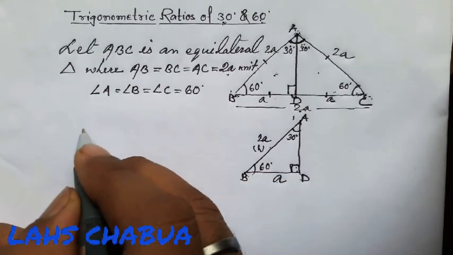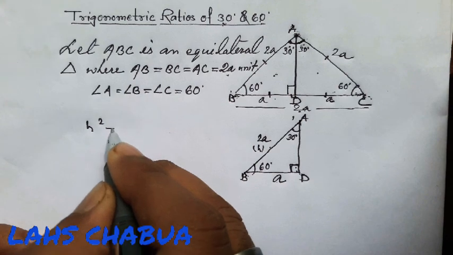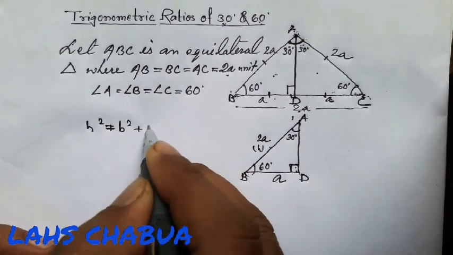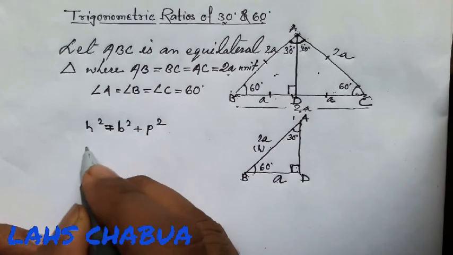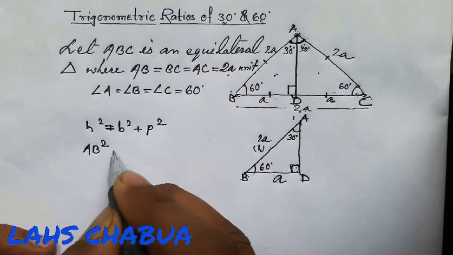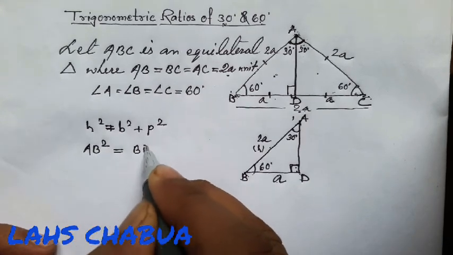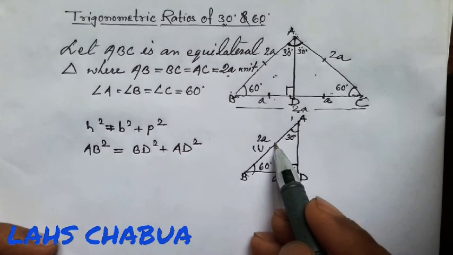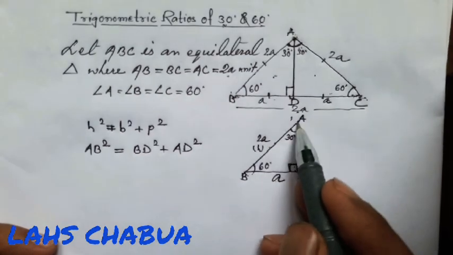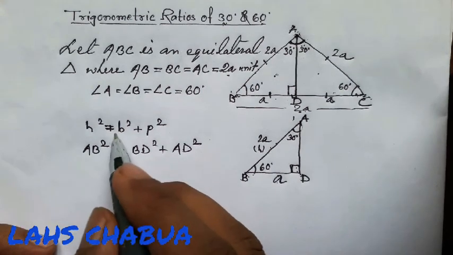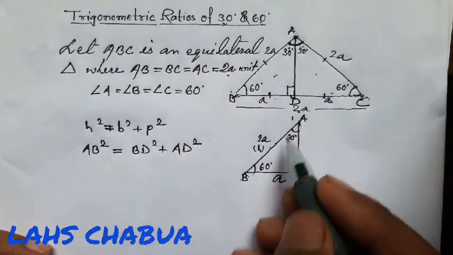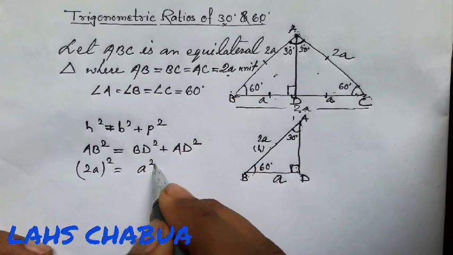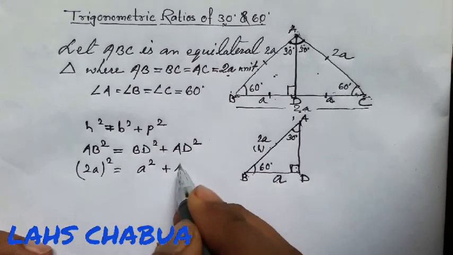AD. So see, Pythagoras theorem: hypotenuse square equals base square plus perpendicular square. See in this figure, which one is hypotenuse? AB is the hypotenuse, base is BD, and perpendicular is AD. These two sides' values are known to us, but we don't know the length of perpendicular AD. That is why we are applying Pythagoras theorem. What is the length of AB? See, 2A unit, BD is A unit. So the square sign is here, AD square.